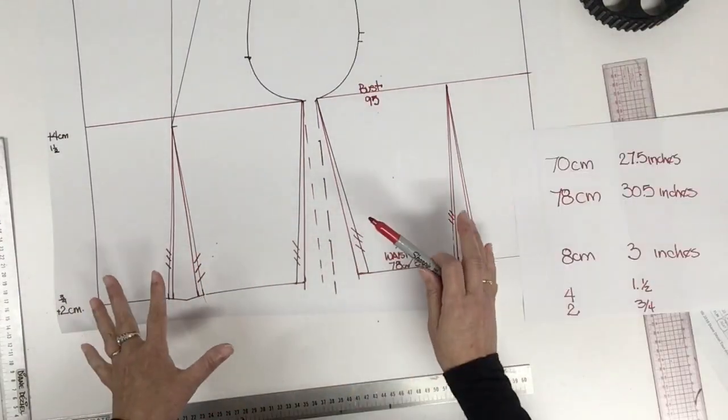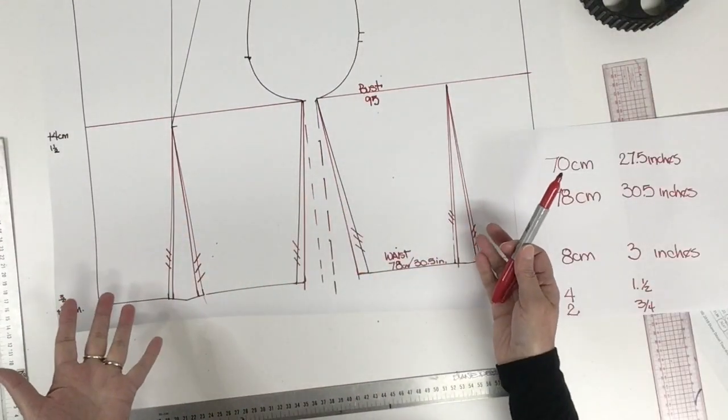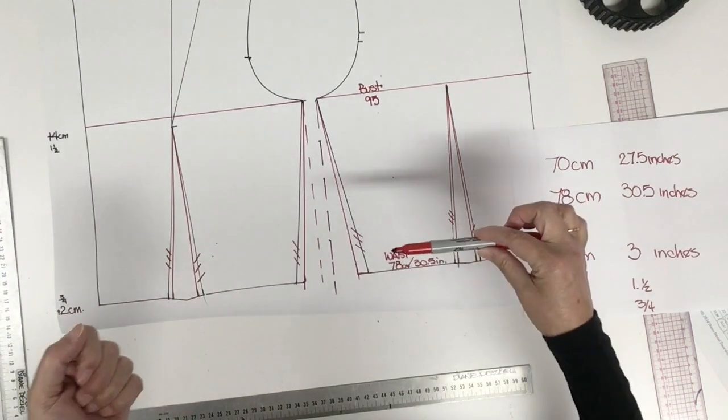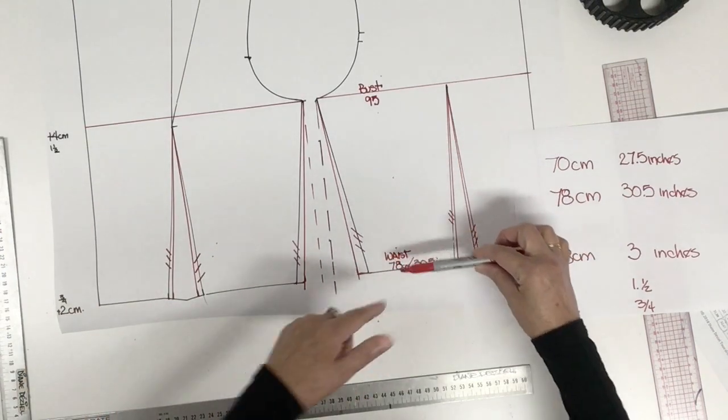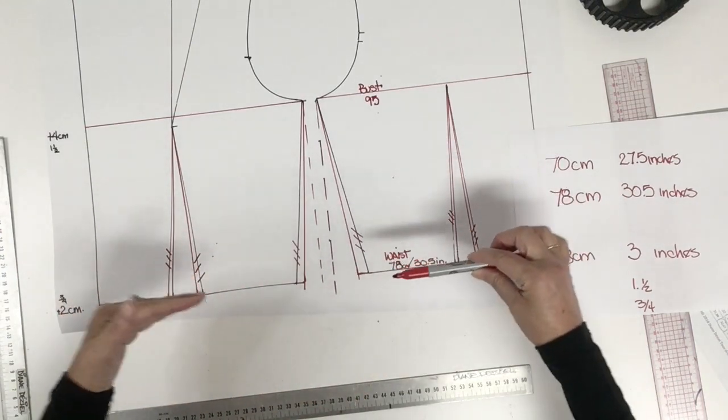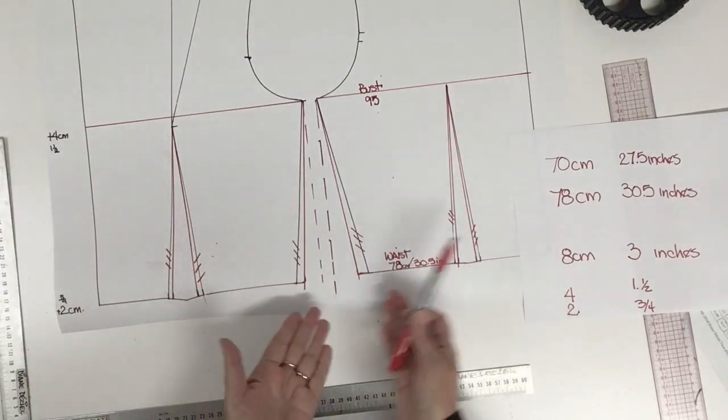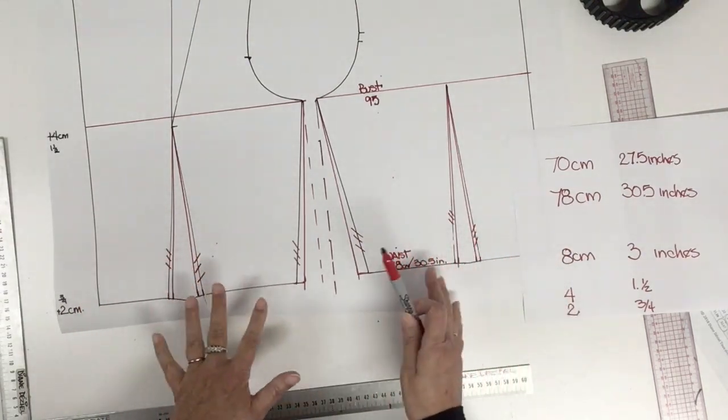That's it, we're finished with the waist correction. And what I suggest is that you write down the new waist measurement right on the block, so you have access to the information. It's there every time you need it.